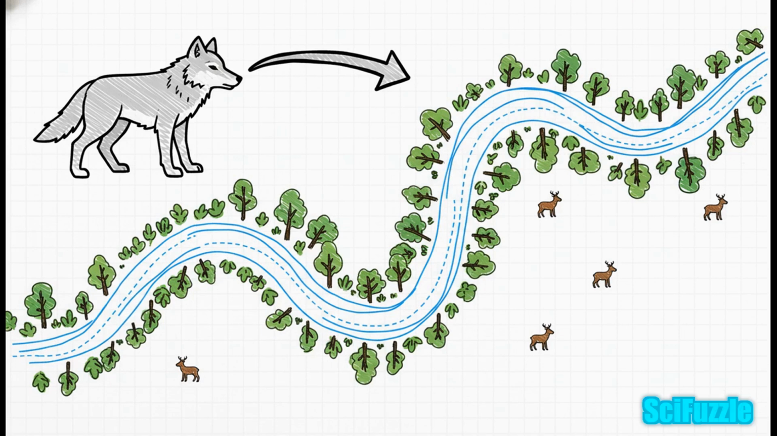what's called a trophic cascade. The classic example is Yellowstone. When they brought wolves back, it wasn't just about the elk population. Get this.